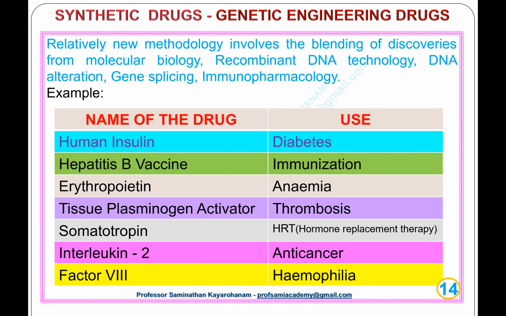Slide number 14. Genetic engineering drugs. A relatively new methodology involves the blending of discoveries from molecular biology, recombinant DNA technology, DNA alteration, gene splicing, and immunopharmacology. Example, name and uses of the drug: human insulin is used for diabetes, hepatitis B vaccine is used for immunization, erythropoietin is used for anemia, tissue plasminogen activator is used for thrombosis, somatotropin is used for hormone replacement therapy, interleukin-2 is used for anti-cancer, factor VIII is used for hemophilia.